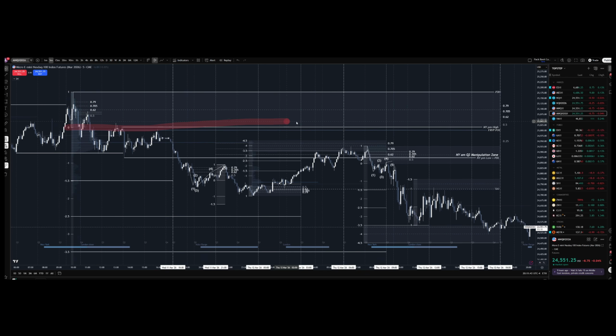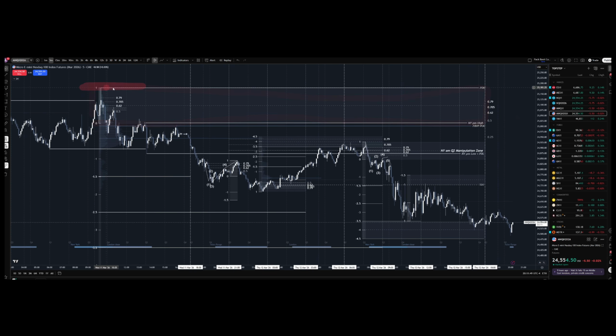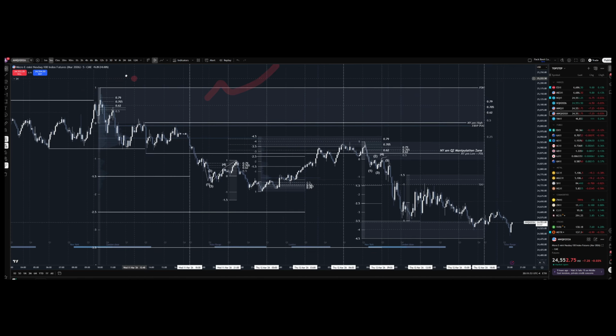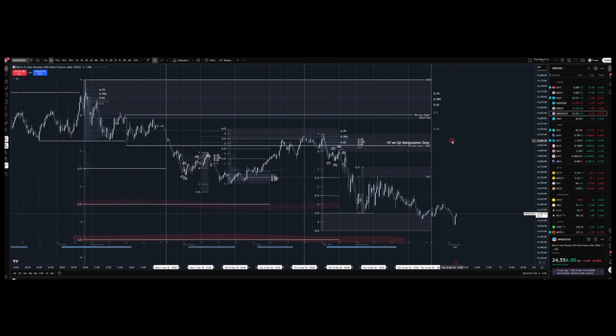Then draw that zone on. This is our main zone coming into Thursday. And this high is protected until it's not. So we can run with that for the day. We're using the standard deviations from here. We're looking at 1.5, 2.5, and 3.5 for our daily expansion.